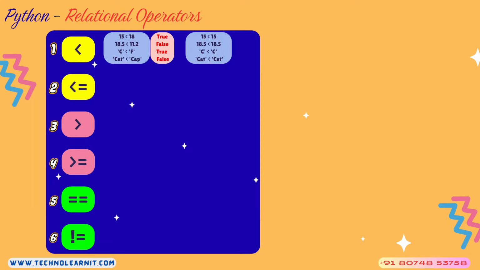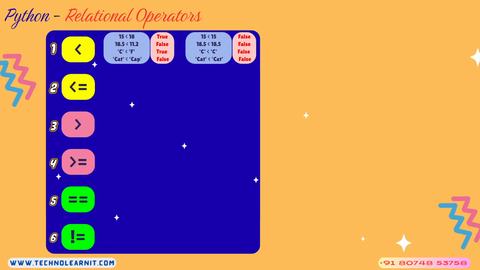Also, if you check whether 15 less than 15, this condition evaluates to false, because a number is not less than itself, any number. 18.5 less than 18.5 is also false. The string C less than string C is also false. Similarly, the string cat less than string cat is also false. So when you apply the less than operator between the same values, that condition evaluates to false.